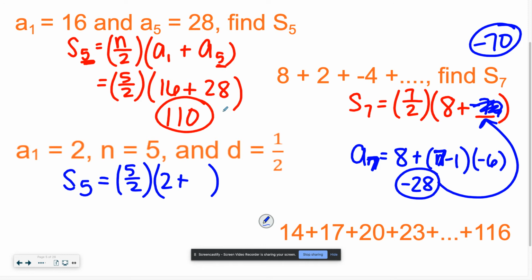So if I start off with a sub 5 is equal to 2 plus 5 minus 1, and my common difference is a half. Again, I can do that, or I can keep going with the sequence, which in this case is 4. So then from there, just simply plug that into my formula. And I get 15.